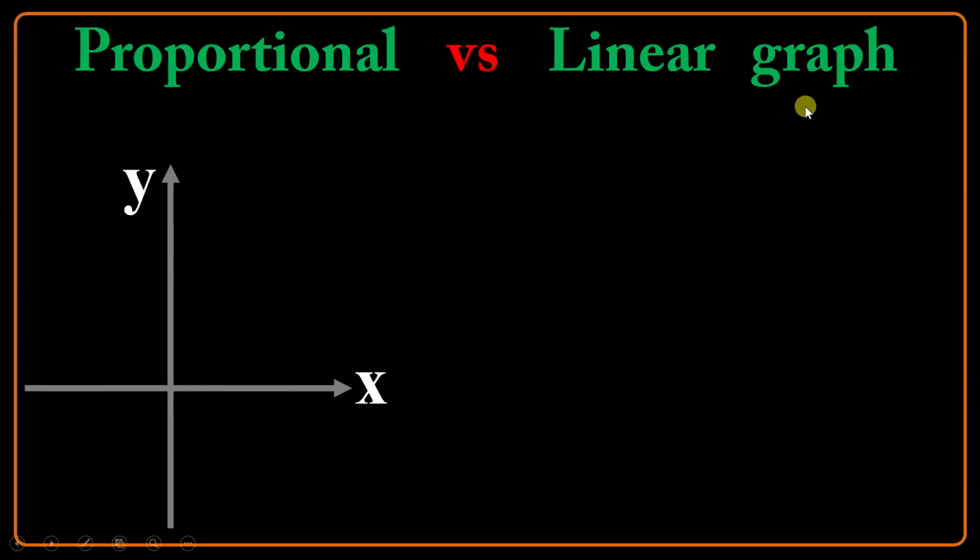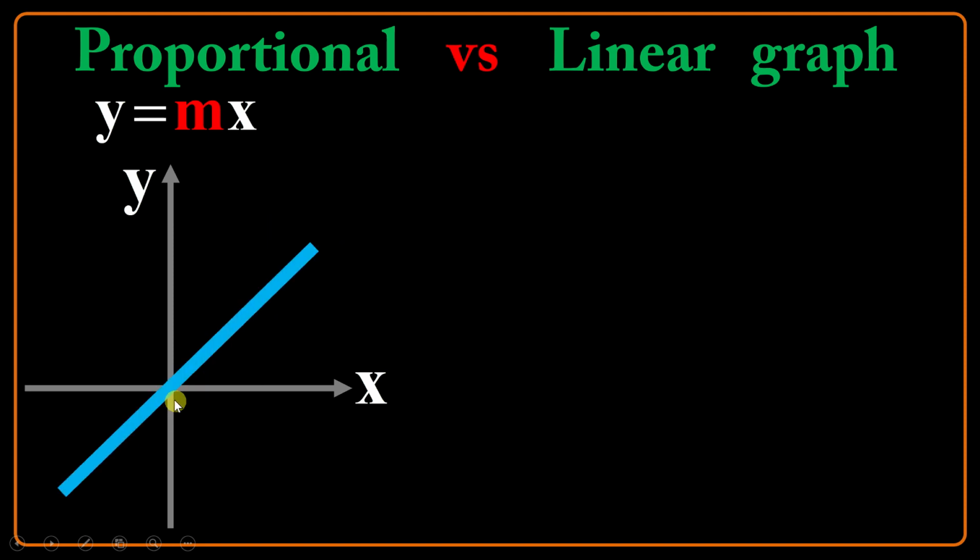Proportional versus linear graph. Can I say that the linear relation is always proportionality? No. Let's have a very simple equation like this. Y equals mx, and the y-intercept is going to be 0. The graph of this line will pass through the origin with a slope of m, maybe positive, maybe negative. It's not that important now.